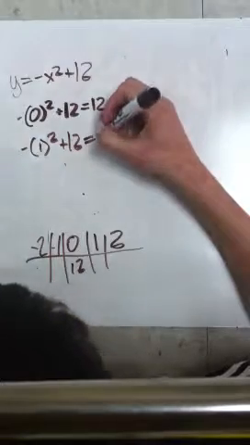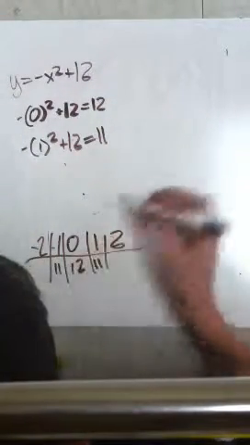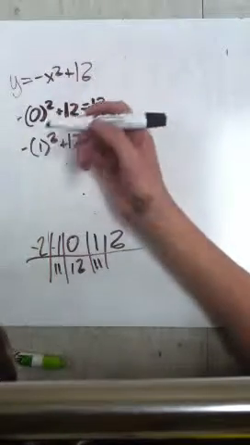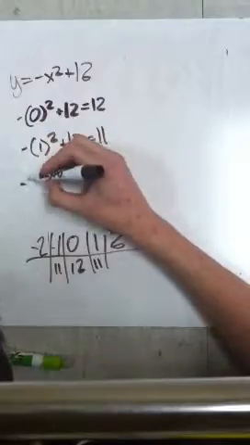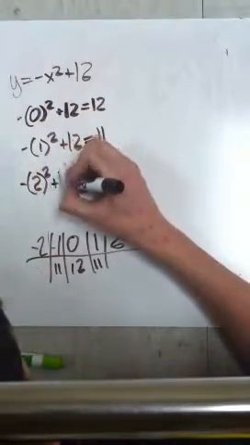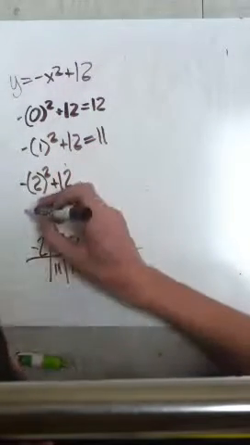Plus 12, I'm sorry. And then we're going to do negative 1 squared plus 12 equals 11. So after that, the values we're going to use for x and y in the center point are 0, 12.